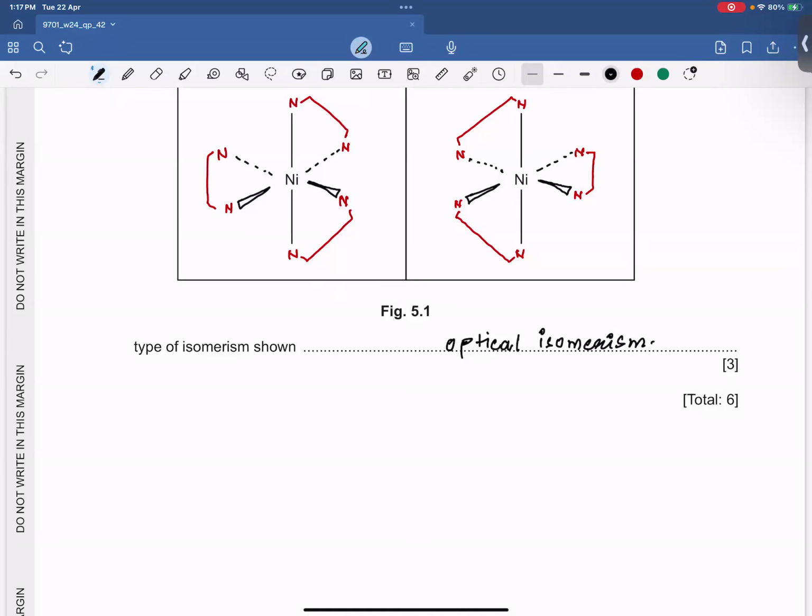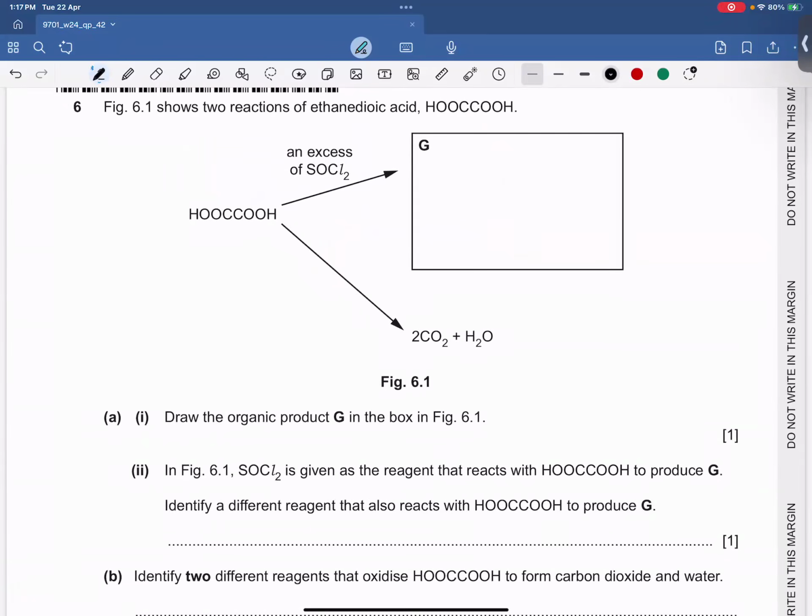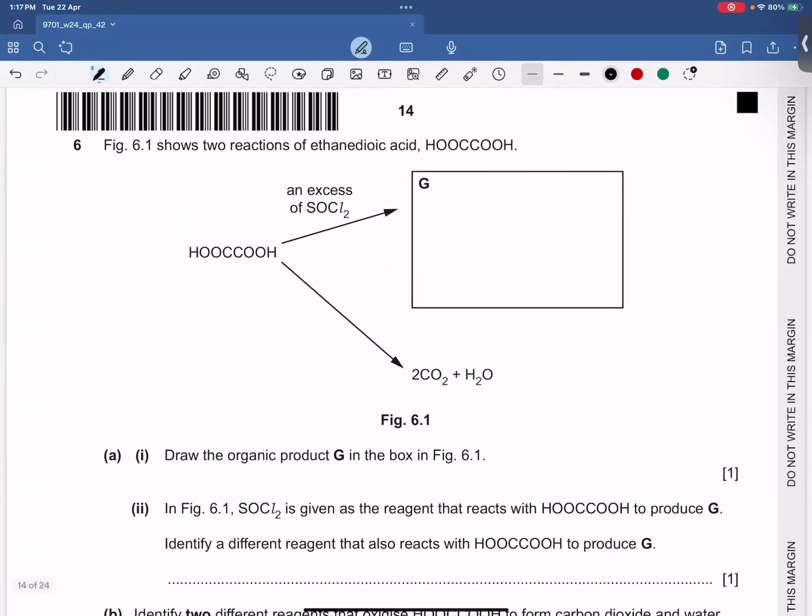End of question number 5. Let's move on to question number 6. Oh my goodness.